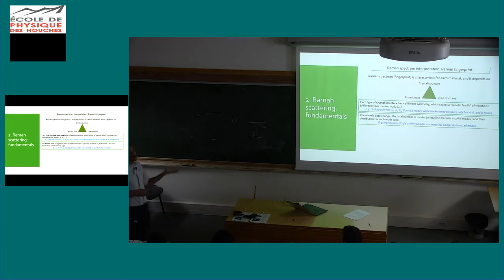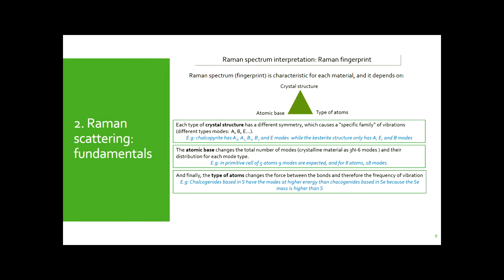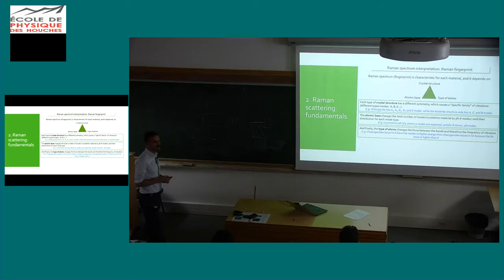Sometimes some of them are silent or non-active, so this also depends on the symmetry of your structure and so on. It's relatively complex to explain. And finally, of course, the type of atom, because we are speaking about vibration, and it's not the same to move a light atom like sulfur or a heavy atom like tellurium, for example. And this also, of course, gives a lot of information about the composition of your material.